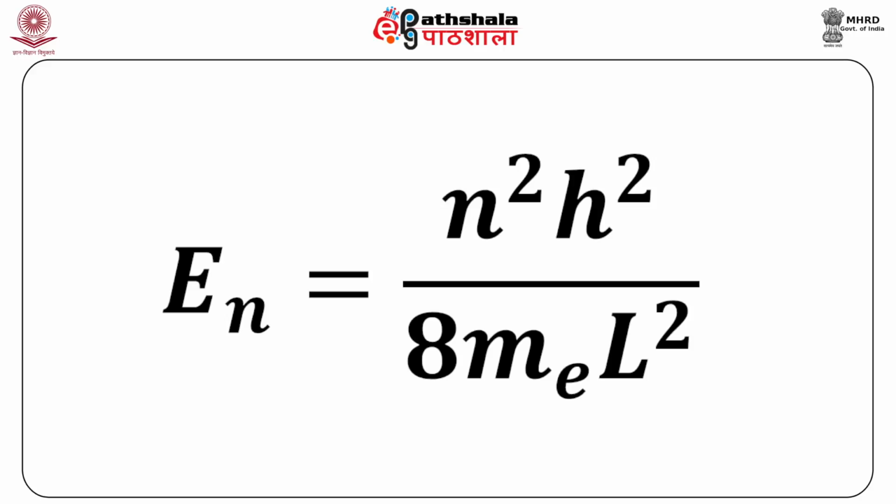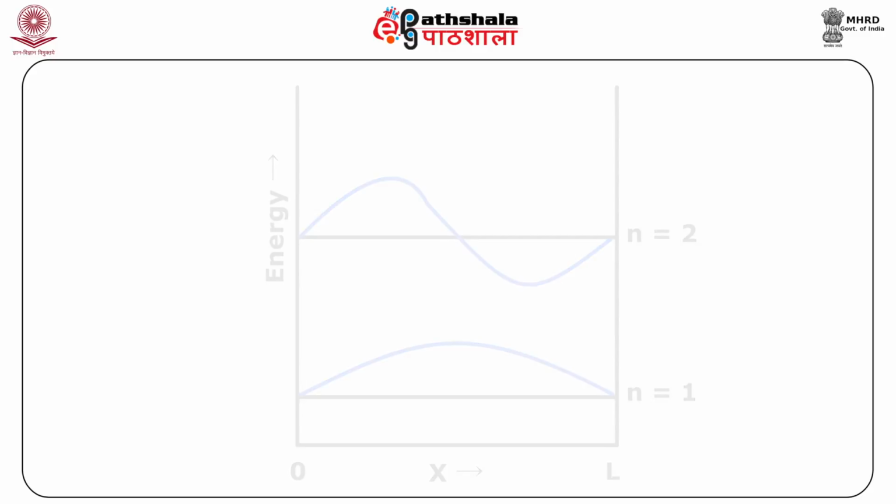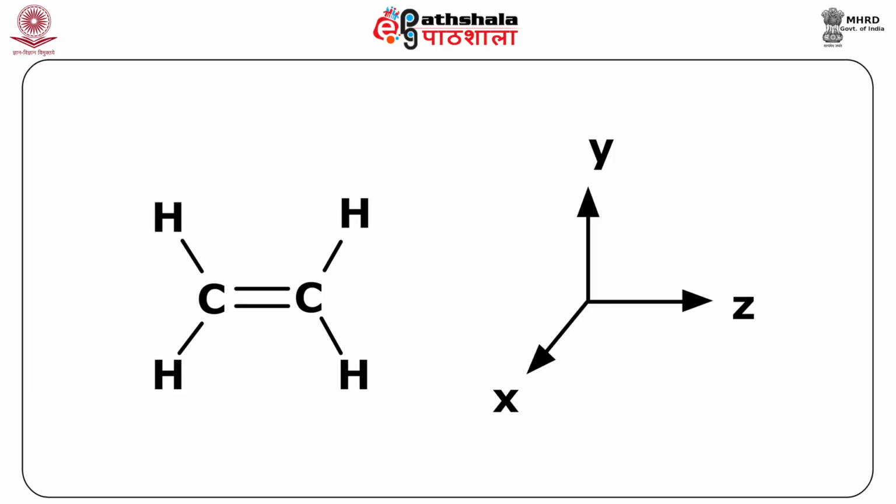I have written m e here to denote that this is an electron, so the mass is that of an electron, and n is a quantum number which you know can assume only integer values, and these are 1, 2, 3 up to infinity. The first two wave functions we have shown in the figure, and you can see that the first wave function, n equal to 1, is positive throughout, and for n equal to 2 there is a node at L by 2. Now we will consider the molecule ethylene.